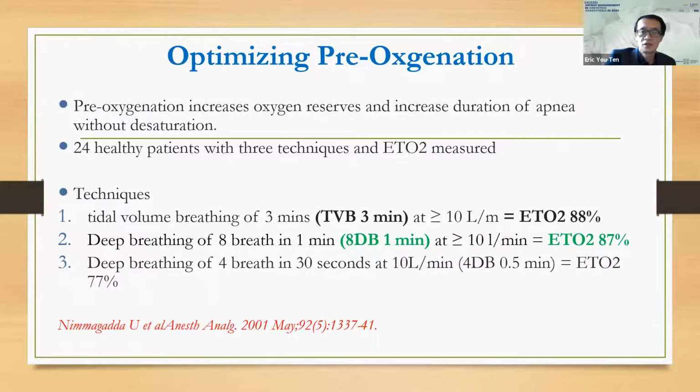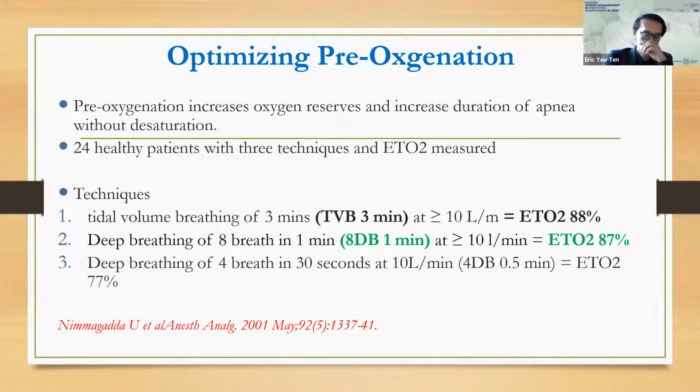In addition, it is important to pre-oxygenate these patients due to the fact that once they become apneic, they have an increased risk of rapid desaturation. You want to optimize the oxygen reserve in these patients. And this was a classic study by Nimmagadda that looked at the different methods of pre-oxygenation. They have shown that with tidal volume breathing for 3 minutes, you have an end-tidal oxygen of 88%. If you don't have much time and you only have 1 minute, you can do 8 deep breaths and you'll have about 87%, which is similar to the 3 minutes of tidal volume.